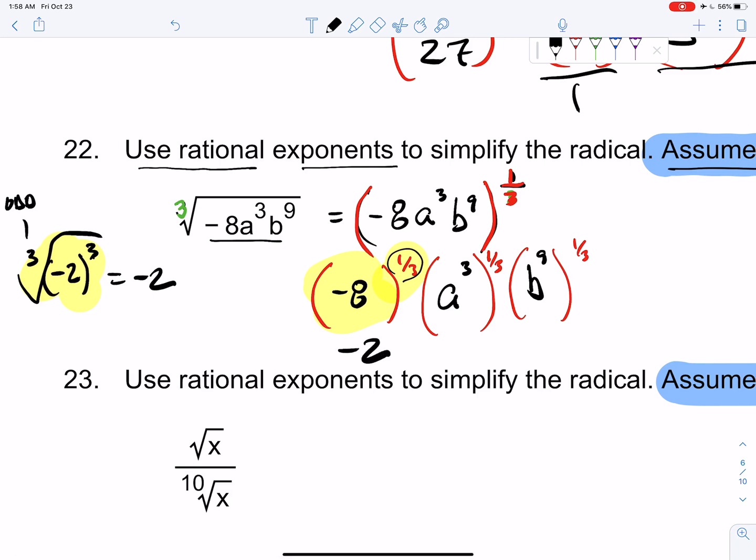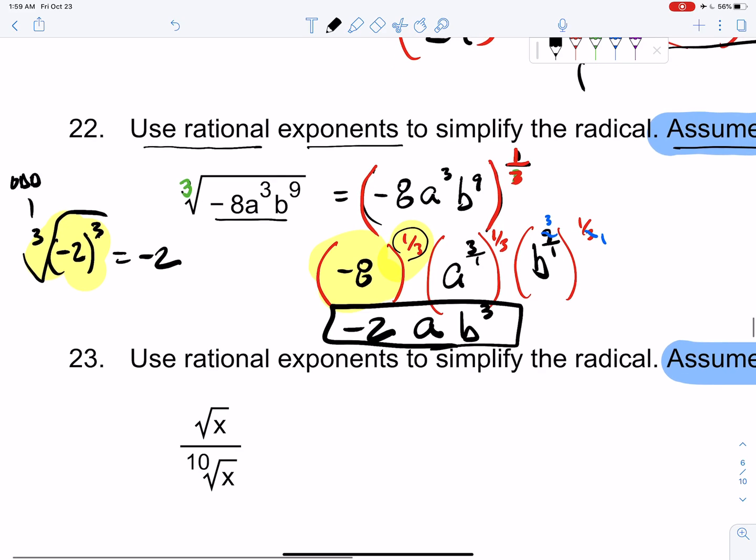And what is a third of 3? Well, if you multiply that, we get 3 over 3, which is just 1, so that's a to the first power. And what do we do with a power to a power? We multiply. And you can see what's going to happen here is we're going to reduce common factors. 3 goes into 3 once, 3 goes into 9 3 times, leaving us with b to the third power. And there is the answer for number 22, negative 2ab to the third power.